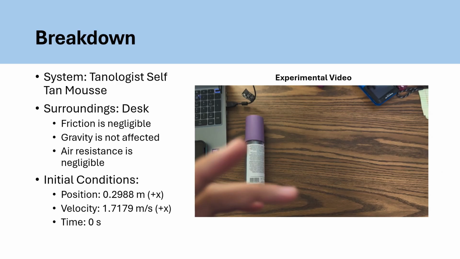The breakdown over here: the system is the Tanologist self-tan mousse, or the bottle, and the surrounding is the desk. Friction is negligible, as stated in the lab report. Gravity is also not affected, since gravity only works in the y direction, and the air resistance is negligible. Initial conditions: position is at 0.29 meters in the positive direction, velocity is 1.71 meters per second in the positive direction, and time is 0 seconds.